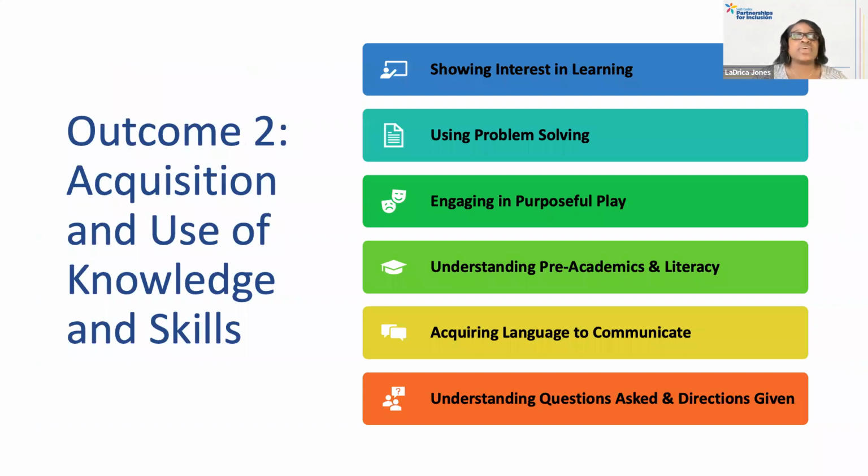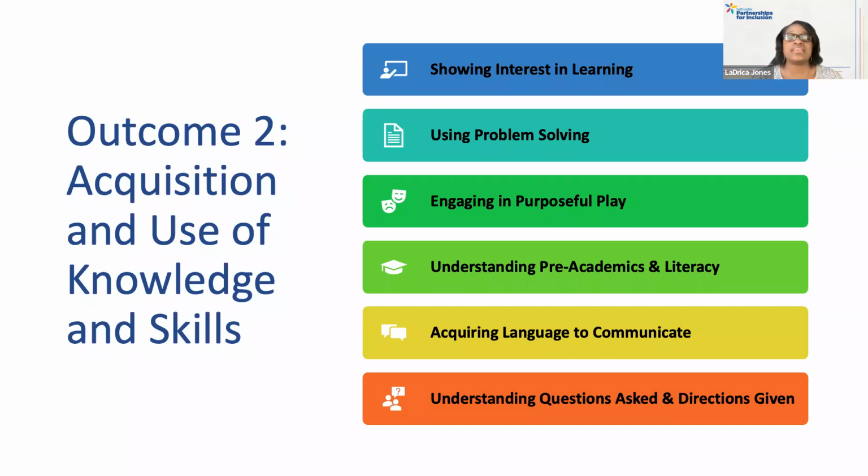All right, so on to outcome 2, the acquisition and use of knowledge of skills. The first one here is showing interest in learning. Children should be able to persist and show eagerness and awareness, imitate and repeat actions, and explore their environment. The next one is using problem solving, figuring things out, use trial and error, remember steps and actions, and execute them with intention, and experiment with new and known actions. The next one is engaging in purposeful play. Children should show early awareness and exploration, use objects according to function, play by building and pretending and organizing and expanding play scenarios and roles.